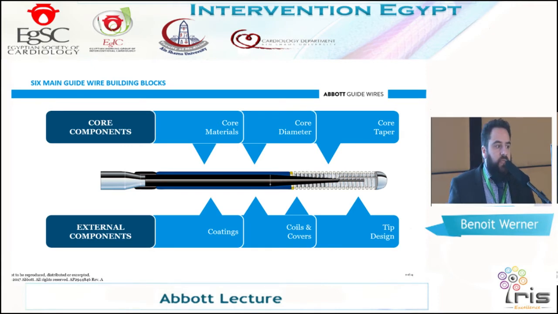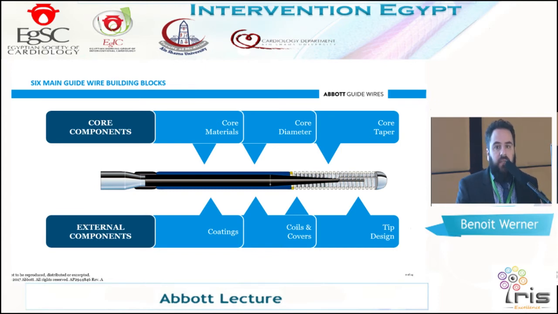The first thing is the core material. So what is inside? This is really the heart of the wire. Mainly in the market, and historically, we see stainless steel guide wires. The good thing about the stainless steel guide wire is that it provides good support, good torque, and good torque response. The interesting thing with stainless steel and also with Durasteel, which is the second one, is that it provides the ability to shape, but also to reshape when you need it.